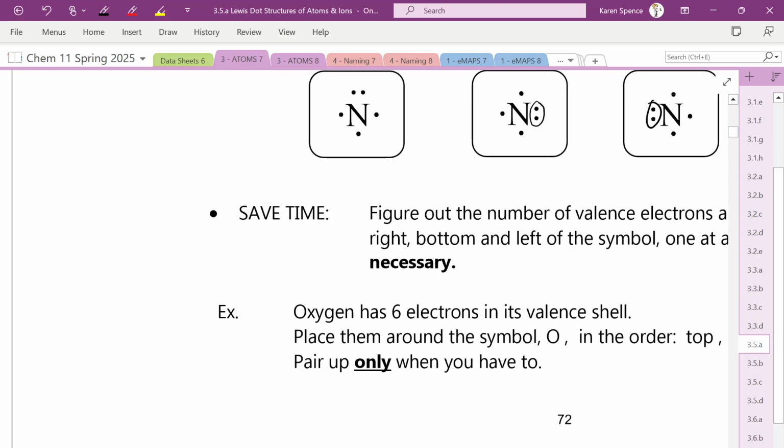Oxygen has 6 electrons in its valence shell. So if we have oxygen, we would go 1, 2, 3, 4, 5, 6. So we have two sets of electrons that are paired up, and we have 2 singletons. So we have 2 essentially holes in that outer shell. Is that good? Okay.